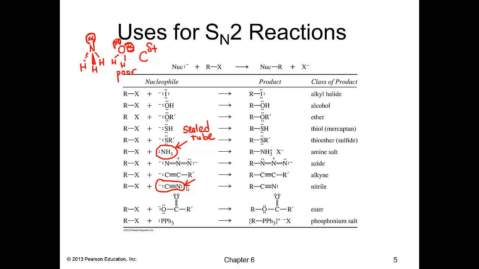For the CN minus reaction with RX, the question we want to answer is this. Why must the reaction be ethanolic? The reaction needs to be ethanolic because we need to dissolve both the RX and the CN minus ion.